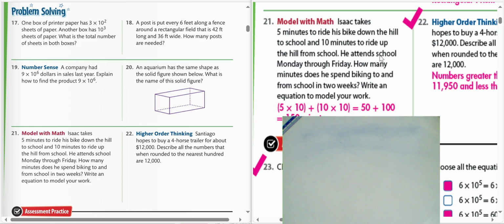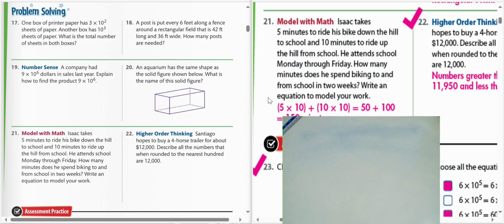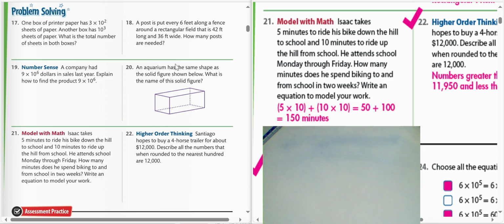And he attends school Monday through Friday, and how many minutes does he spend biking to and from school in 2 weeks? Then the answer here will be 5 times 10 and also 10 times 10. The result will be 50 plus 100, it will be 150.